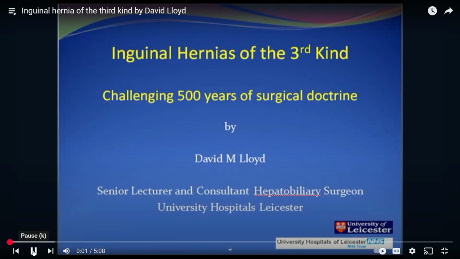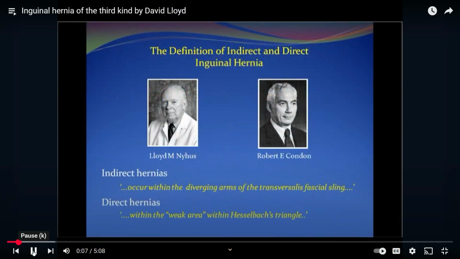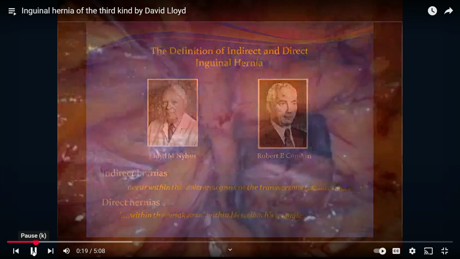Inguinal hernias of the third kind, challenging 500 years of surgical doctrine. The definition of both indirect and direct hernias is well known and described by Doctors Nyhus and Condon, with direct hernias going through the weak area within Hasselbalch's triangle.